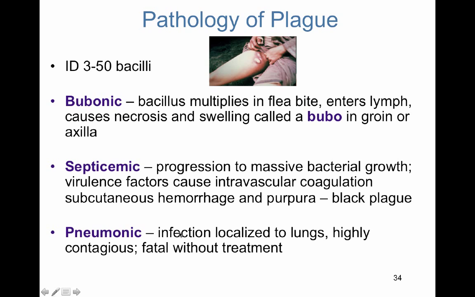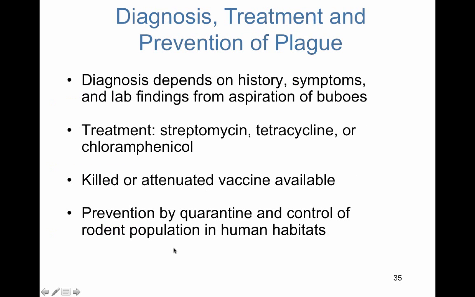This is an infection localized to the lungs, highly contagious, and is fatal without treatment. Now, as far as treatment, we do have antibiotics, streptomycin, tetracycline, or chloramphenicol. There actually is a vaccine available. And as far as controlling it, preventing by quarantining people who are infected, and also controlling the rodent population.